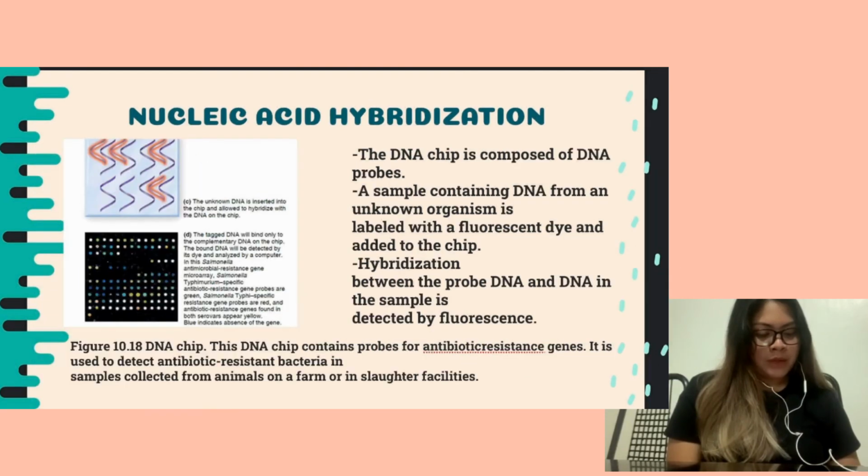Next, the DNA chip is composed of DNA probes. A sample containing DNA from a known organism is labeled with a fluorescent dye and added to the chip. Hybridization between the probe DNA and DNA in the sample is detected by fluorescence. See in the figure, it is a DNA chip, and this DNA chip contains probes for resistance genes. It is used to detect antibiotic-resistant bacteria in samples collected from animals on a farm or in slaughtering facilities.